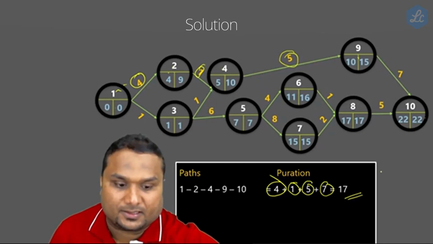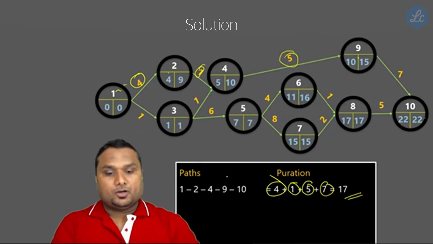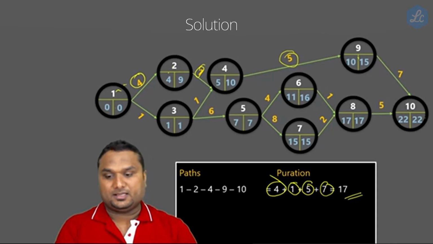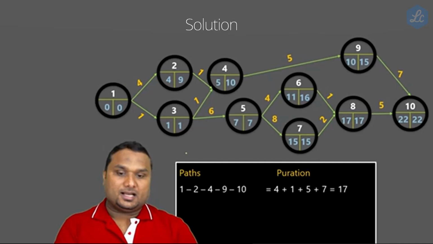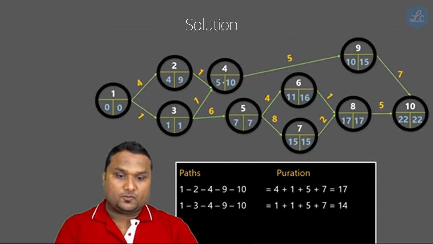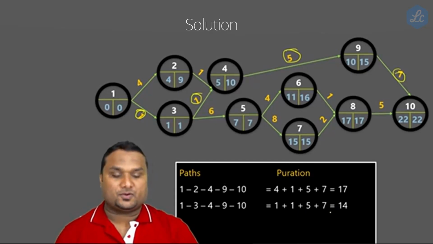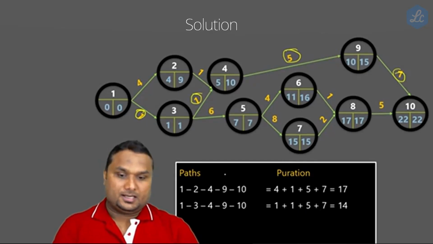Write down the durations. At the bottom, you can write the paths: 1, 2, 4, 9, 10, which is 4 plus 1 plus 5 plus 7, which is 17. The next route is 1, 3, 4, 9, 10. So 1 plus 1 plus 5 plus 7 is 14.